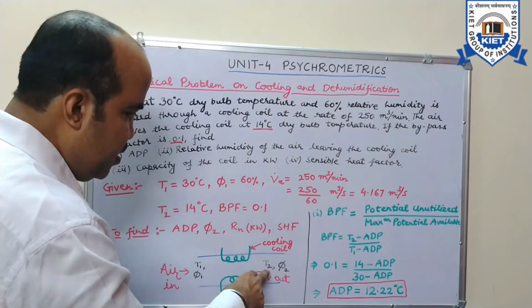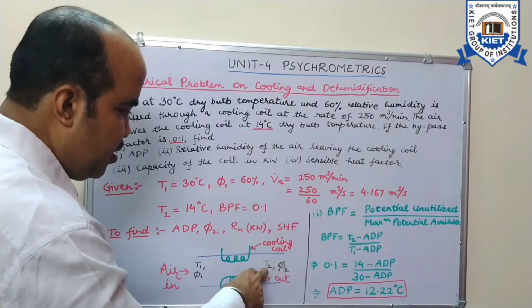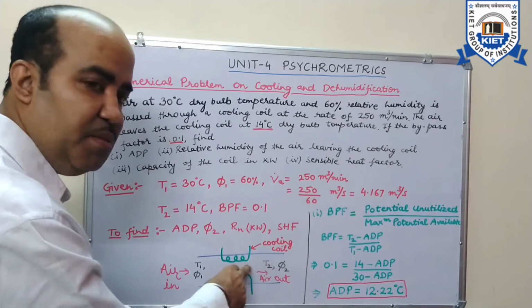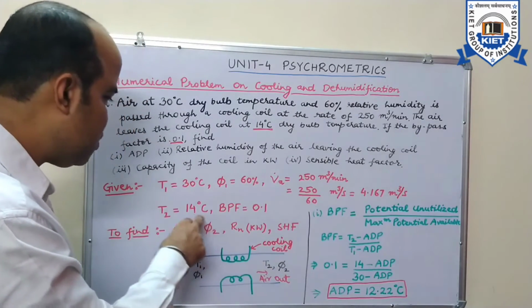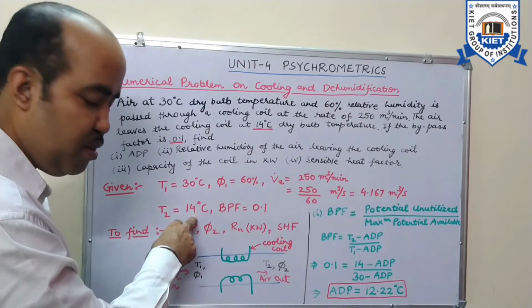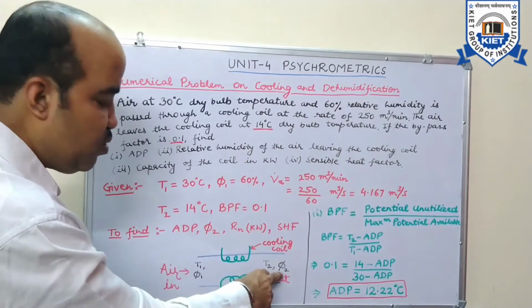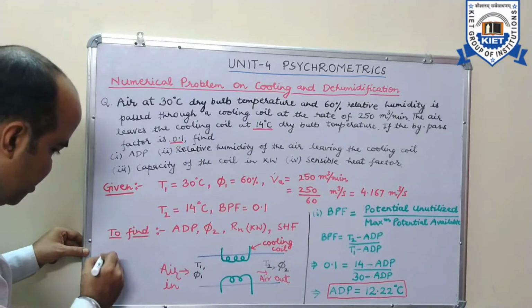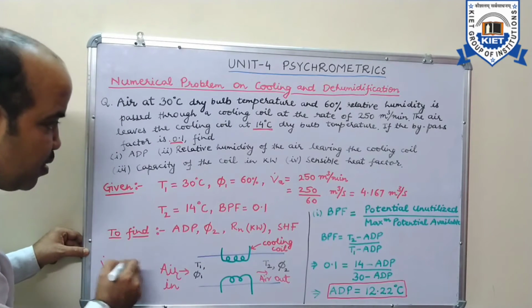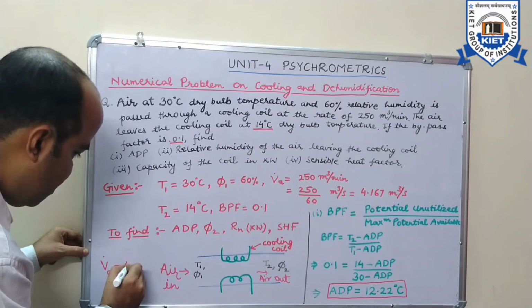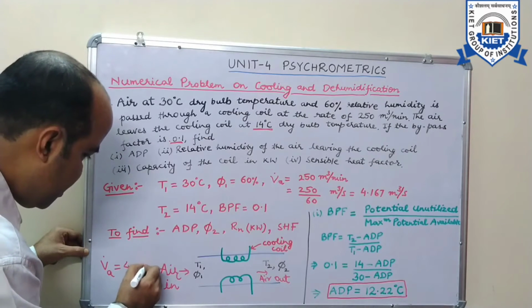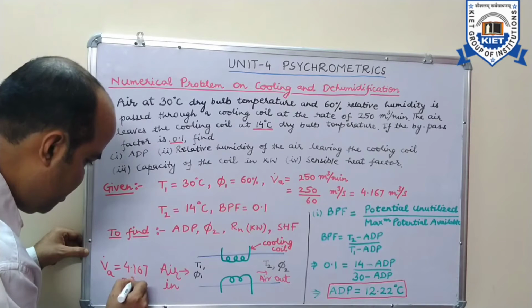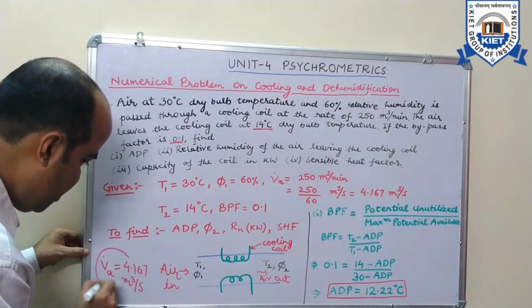And then T2 and phi 2. Capital T2 is the dry bulb temperature at the outlet, given as 14 degrees Celsius, as already told. Phi 2 we have to determine. In addition to that, we have the volume flow rate of the air, which we have already found as 4.167 meter cube per second. This value is given to us.